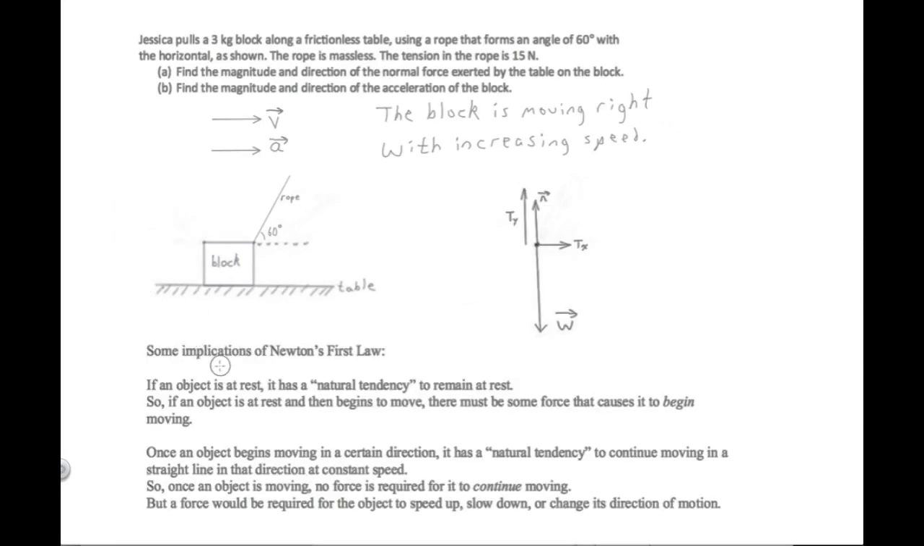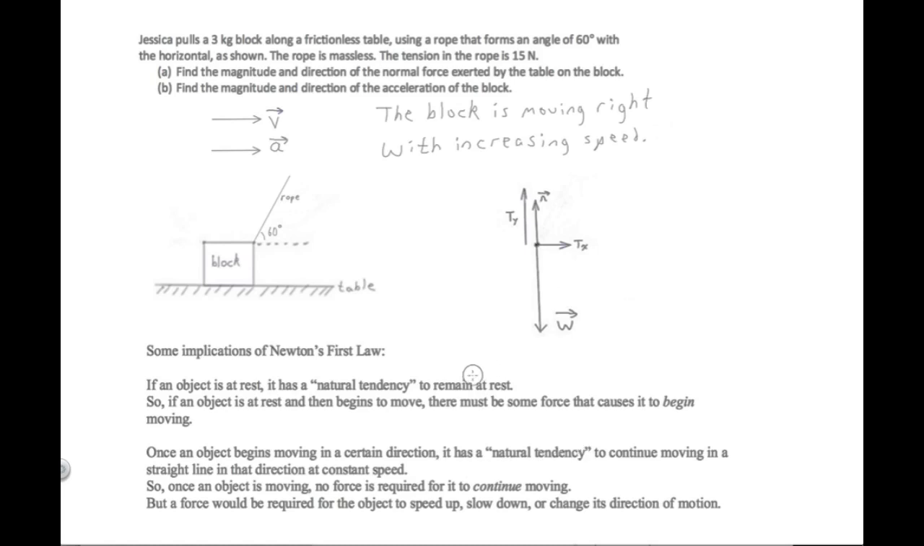Well, here are some implications of Newton's first law that I hope you're familiar with from your course, and that can help us to understand why the rightward acceleration makes sense. From Newton's first law, you should know that once an object begins moving in a certain direction, its natural tendency is to continue moving in that same direction, in a straight line at constant speed. Now in this problem, it seems that the block was already moving to the right when the problem began. So we don't need to explain why it continues moving to the right. Once it begins moving to the right, it has a natural tendency to continue moving to the right.